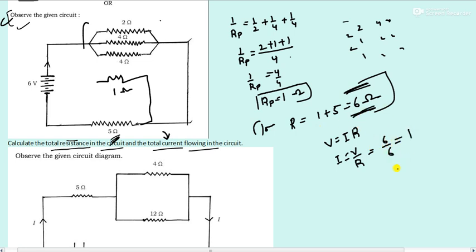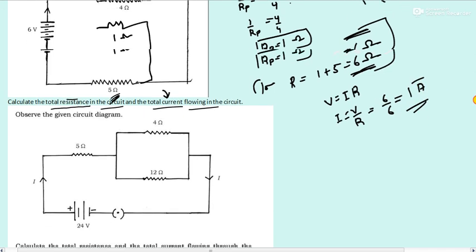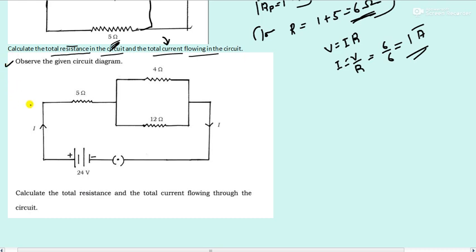So 6 by 6 is 1 ampere. That's all. It's very simple. Next is this question. Observe the figure given in the diagram. Calculate total resistance and total current.